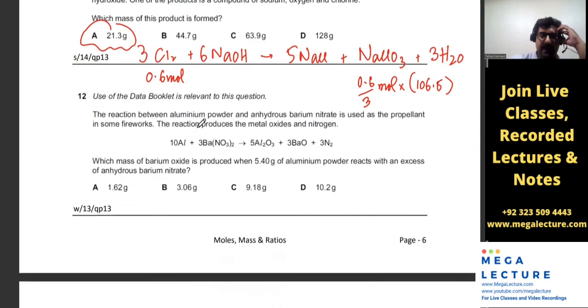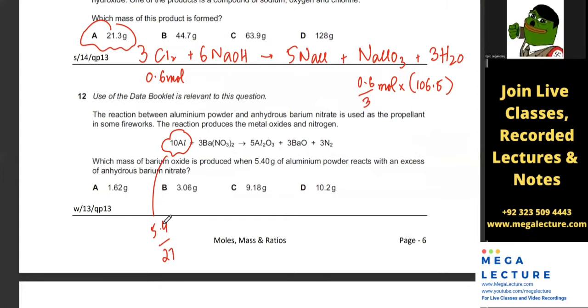The next one is again very similar. It's 5.4 grams of aluminium powder. So that's aluminium, and that's 5.4 grams. How many moles is that? That's divided by 27, right? So 5.4 divided by 27. And what's the value you're getting? 0.2, right? Yes. So you're getting 0.2 moles.